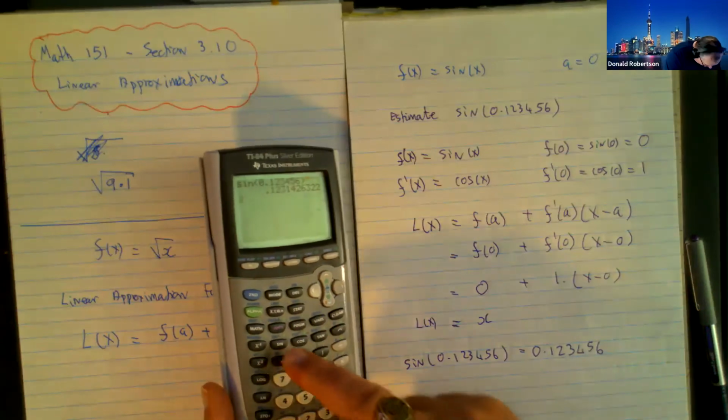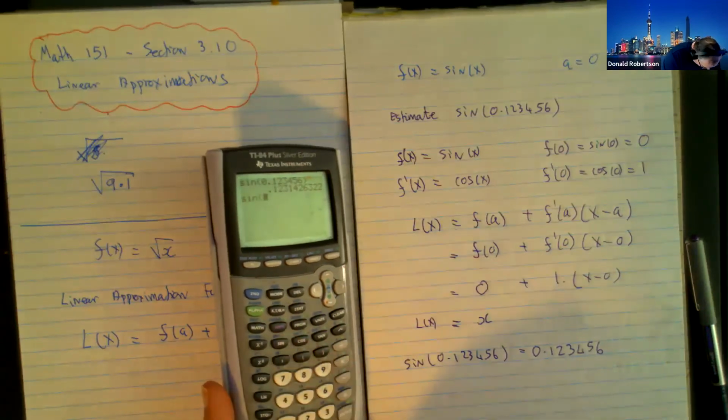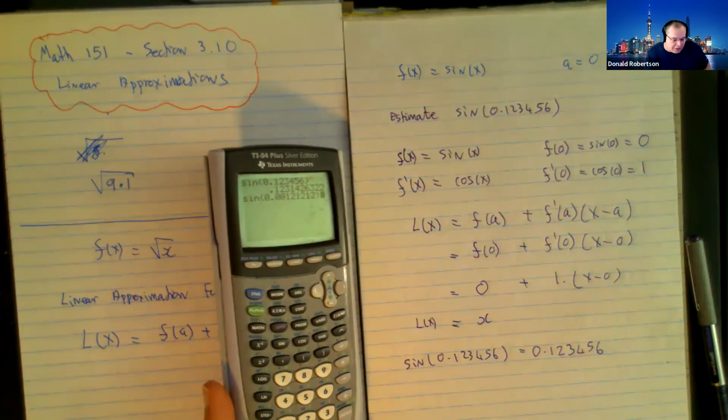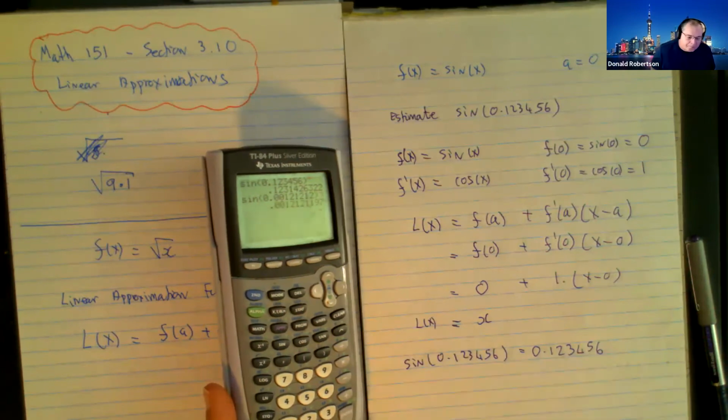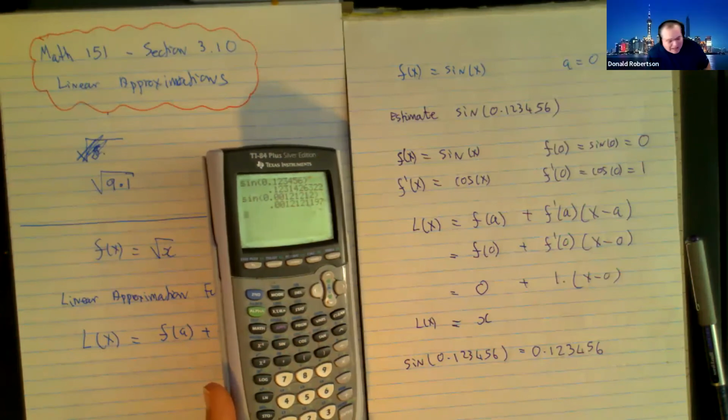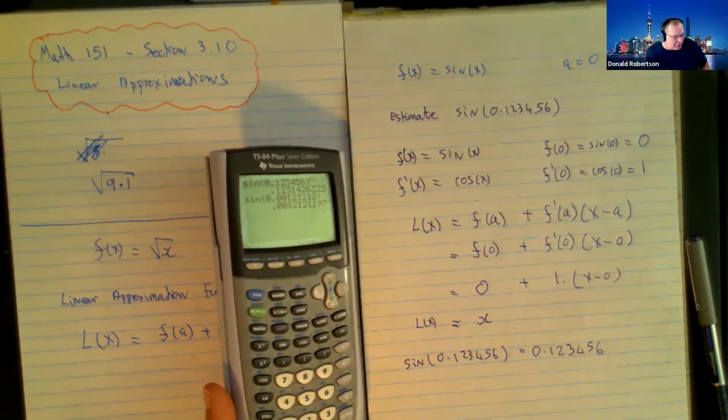Now, suppose I choose a value that is closer to 0. How about 0.00121212, right? So shouldn't the answer be essentially 0.00121212, approximately? Oh, I've now got 8 decimal places. Are you impressed now, Tess?